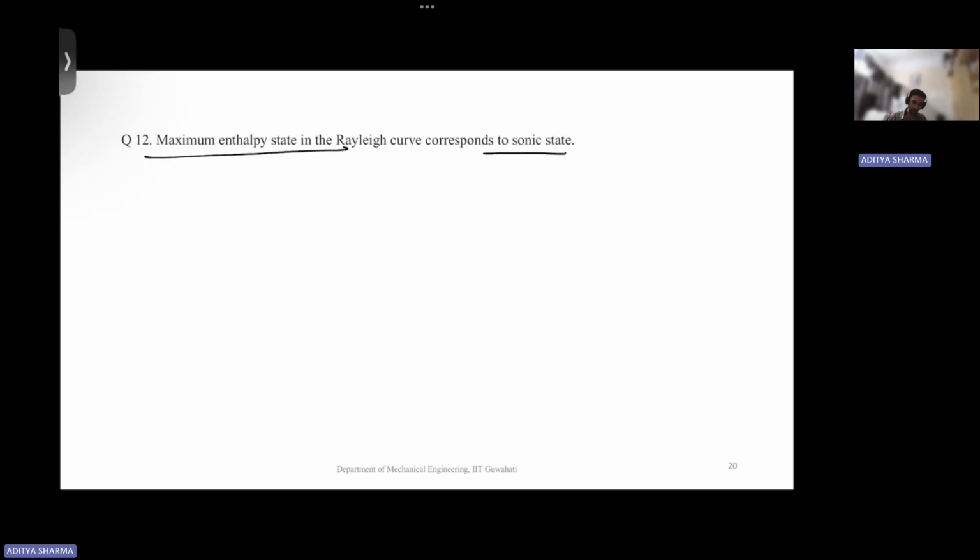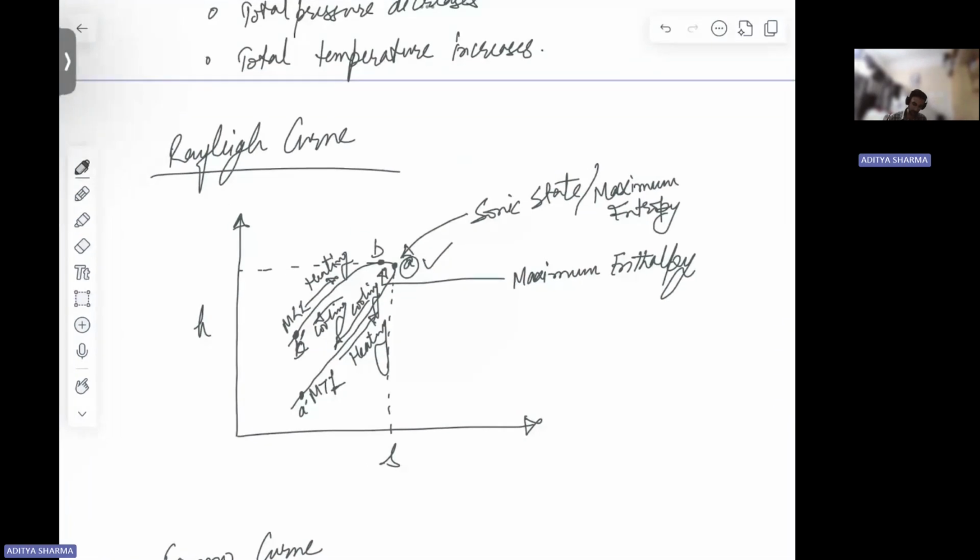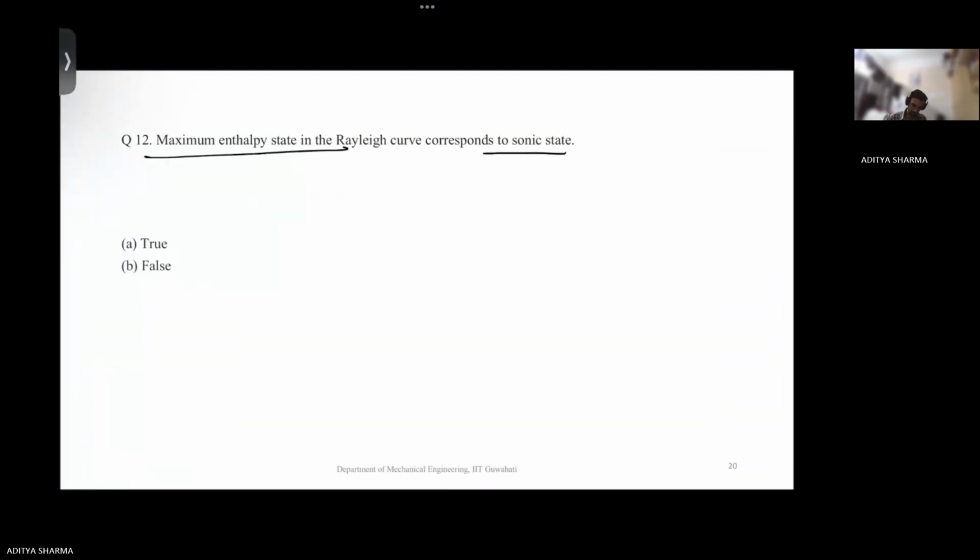Maximum enthalpy state in Rayleigh curve corresponds to sonic state. Maximum enthalpy state is B. Does it correspond to sonic state? No. That is maximum entropy. Okay. In that case, this is a false statement.